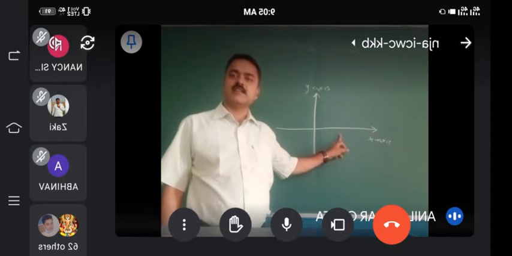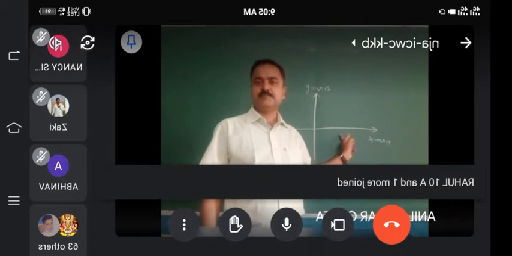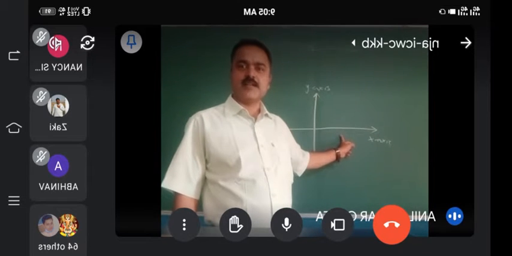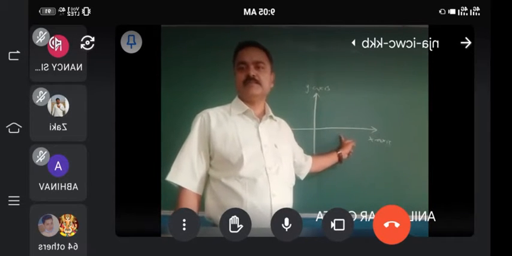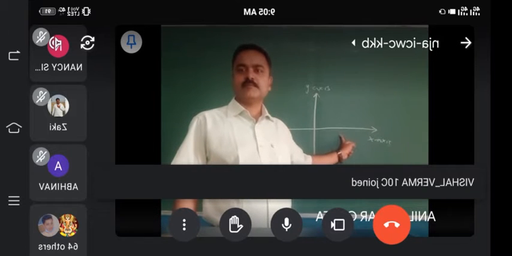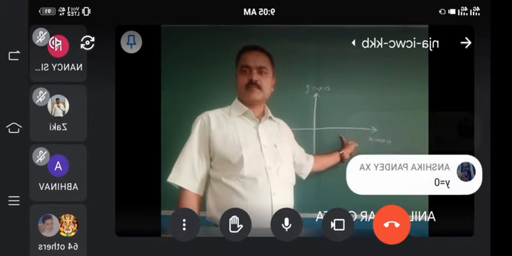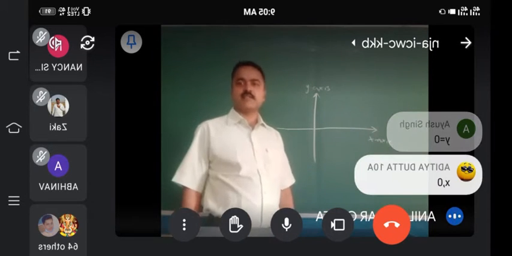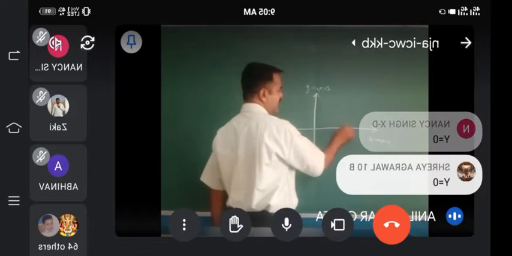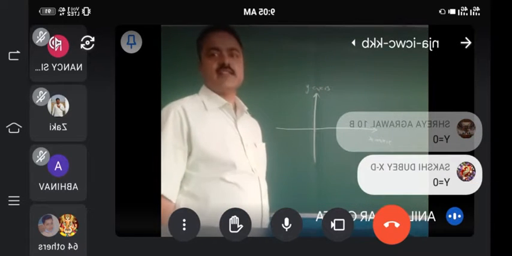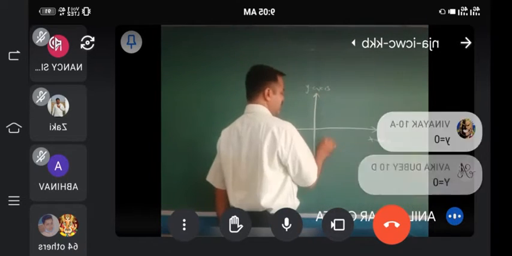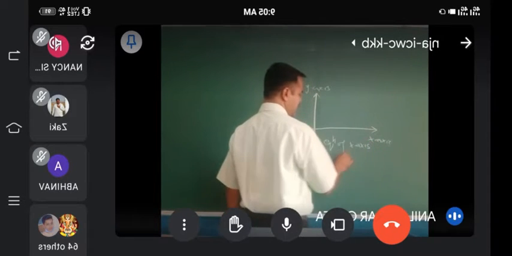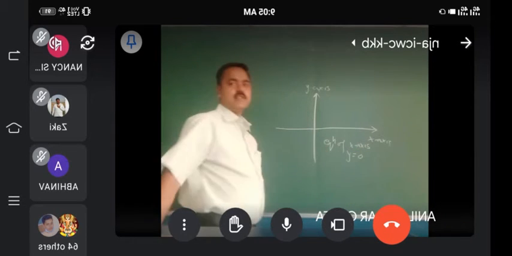Who will tell me what is the equation of x-axis? Anyone? Anyone? What is the equation of x-axis? Y equals 0. Good. Y equals 0 is the equation of x-axis because y coordinate on the x-axis is 0. So if I ask the equation of x-axis, then you will write y equals 0.